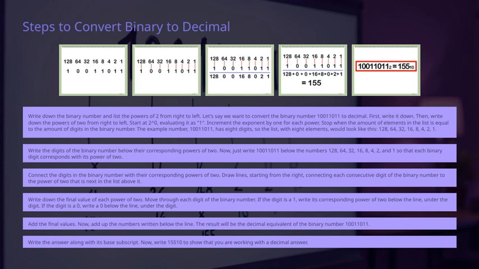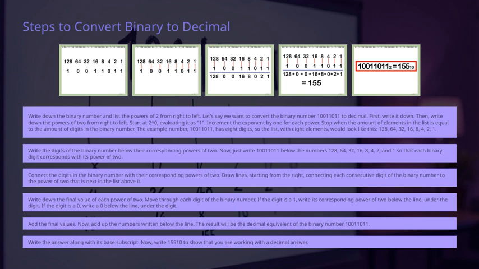time. Since our binary number has 8 digits, we need 8 powers of 2, which are 128, 64, 32, 16, 8, 4, 2, and 1. Now write the binary digits below their corresponding powers of 2. So, the first digit, which is 1, goes below 128. The second digit, 0, goes below 64, and so on, aligning each binary digit with its respective power of 2.